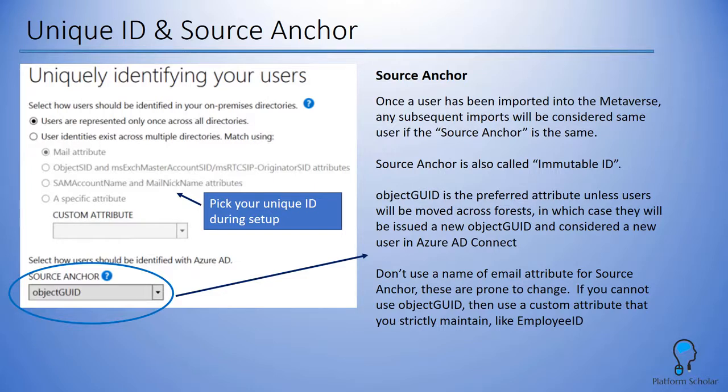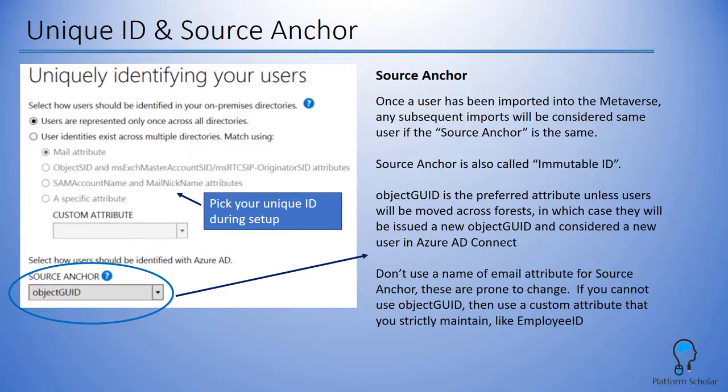The bottom section lets us pick the source anchor, and this is the attribute that will be copied into the immutable ID field in Azure, and it'll be used to always associate the on-premise user with the cloud user after the initial association. Once again, it's expected that this value in the on-premise environment will never change.